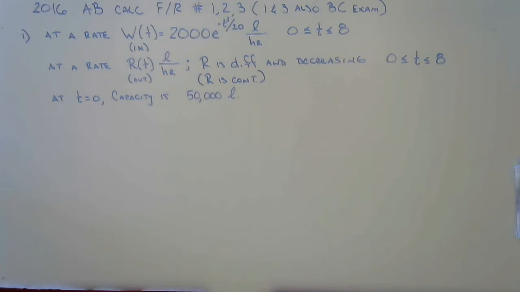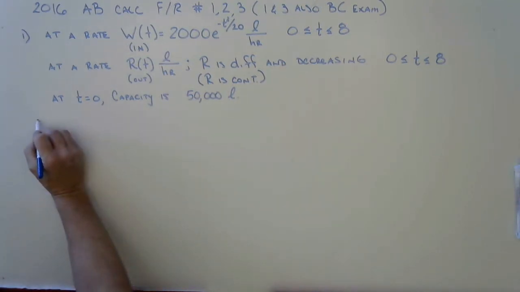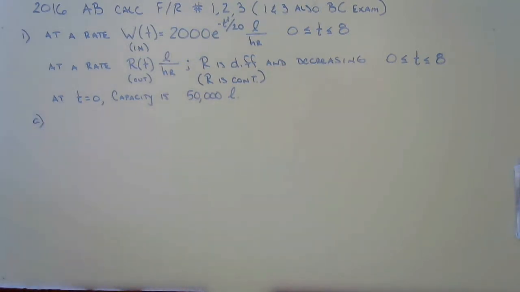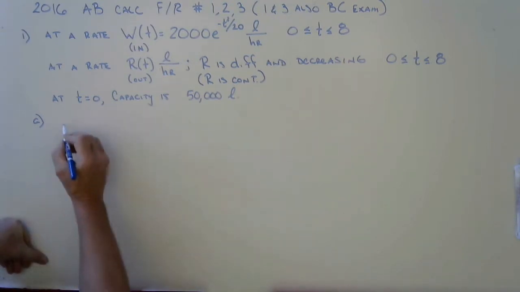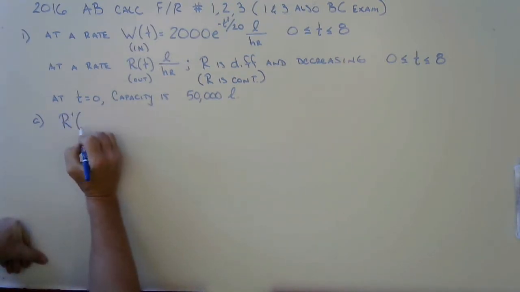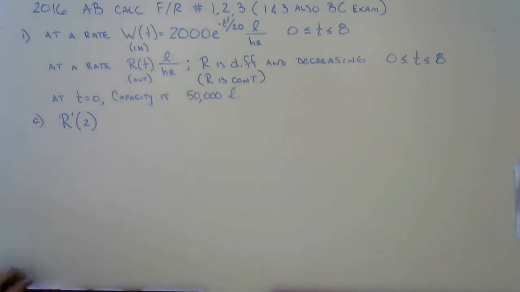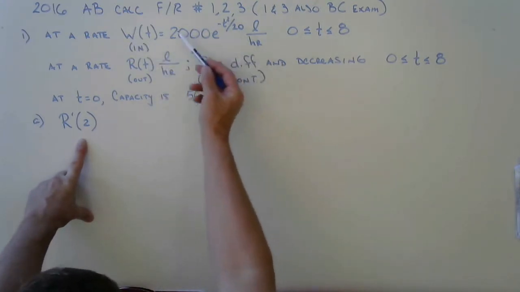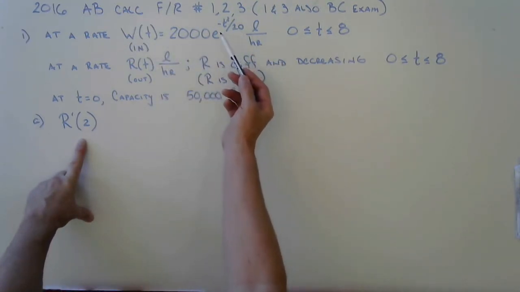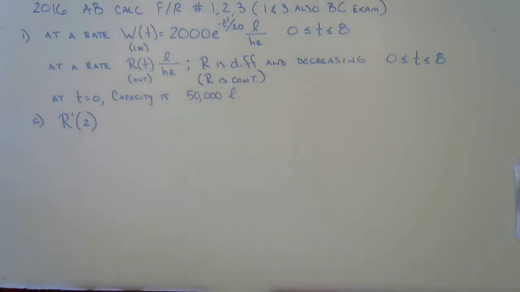All right. Part A says estimate R prime of 2. Now they told us R is differentiable, so we can find its derivative. So they want us to find R prime at 2. Now we can't take the derivative of R, we don't have the function. If we had the function, we would simply take its derivative using one of our derivative rules. We would plug in 2. If they wanted me to take the derivative of W, I have derivative rules that would allow me to do this. I could do this derivative with the chain rule. I'd plug in 2 and I'd get the answer.